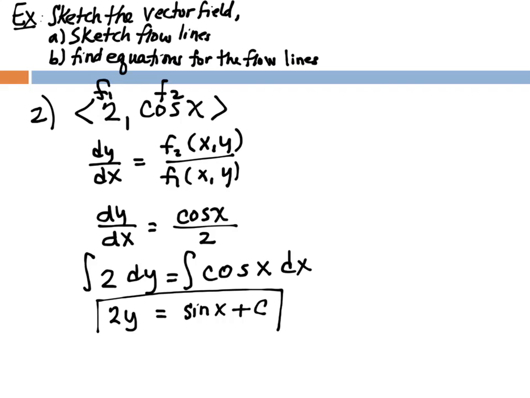Your book actually leaves it at this point, and I'm fine with that too. So this is the equation for the flow line. And you can see with the plus c what's happening. That's why we get the different levels just up and down from where we are. So this is just the equation y equals 1/2 sine of x plus a constant.